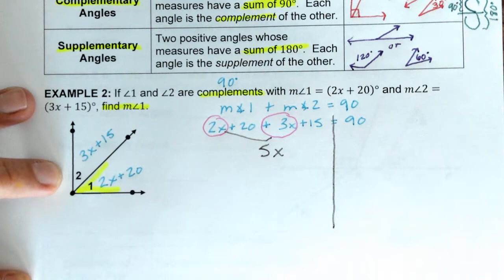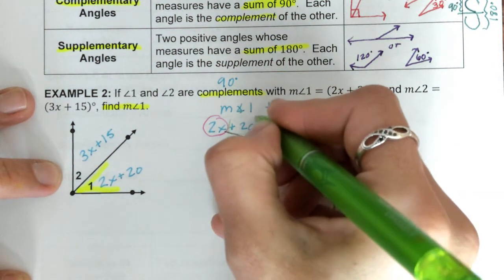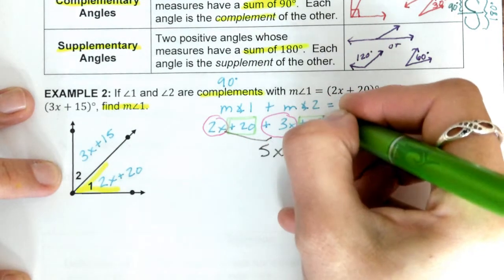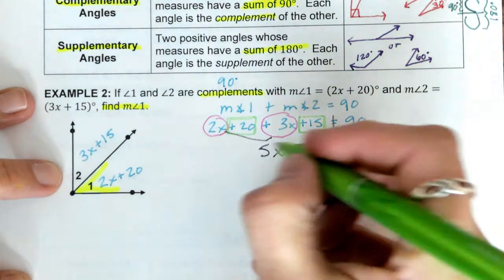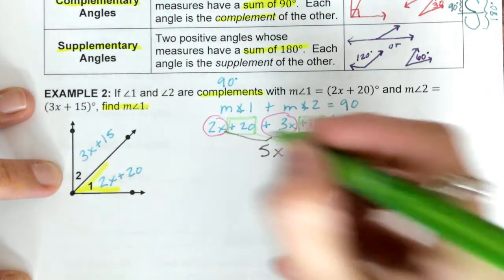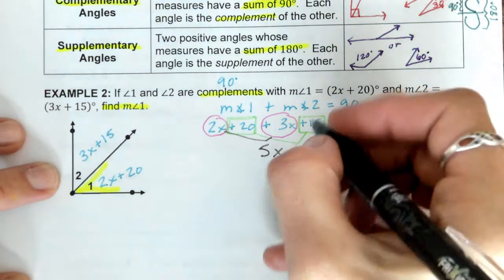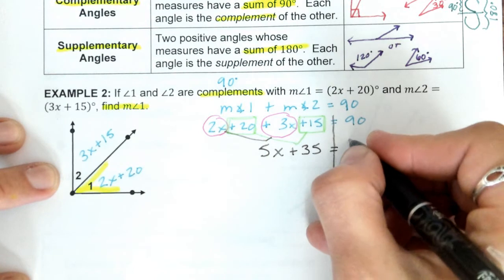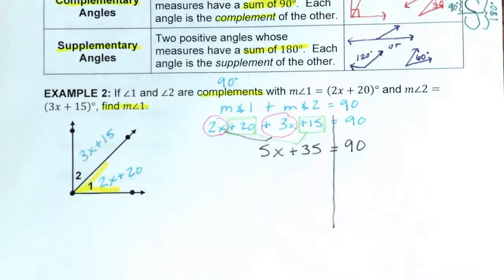And then I'm going to take a look over here, and I've got a positive 20 and a positive 15. So when I combine those two together, we're going to wind up with plus 35. And this is all equal to, bring down that 90. So now we just have a two-step algebra problem.